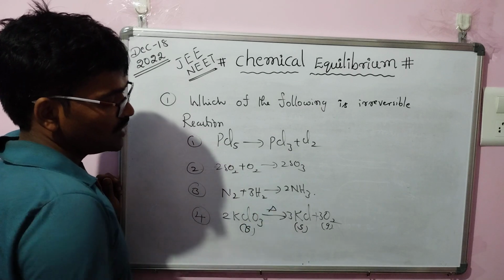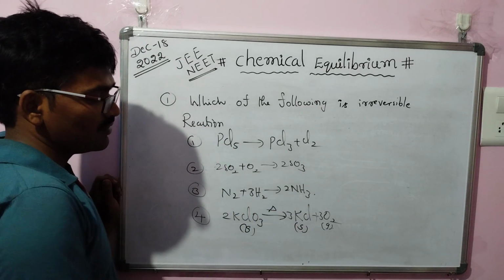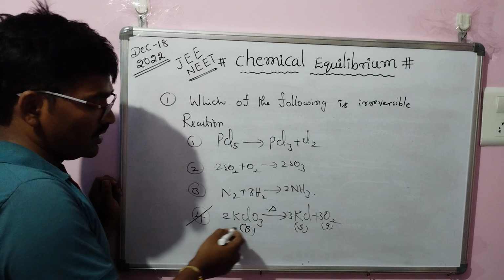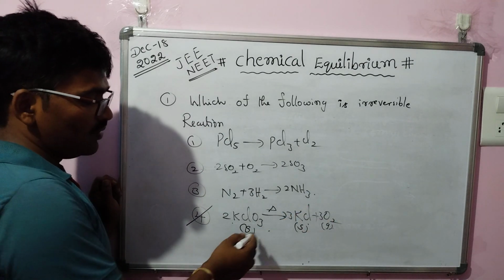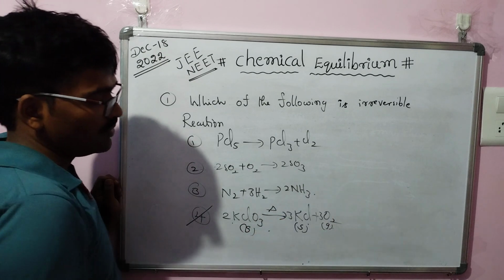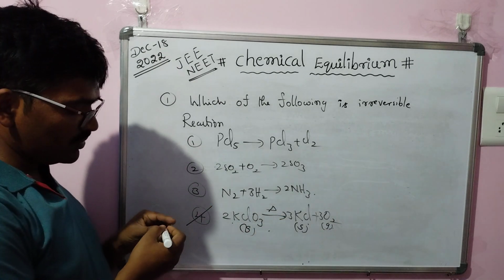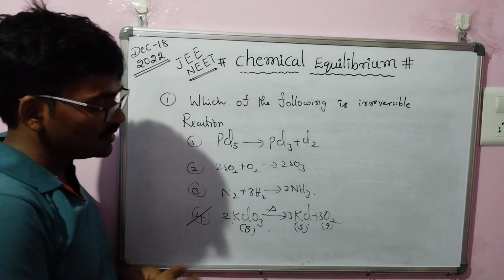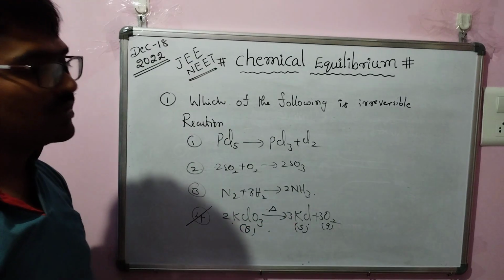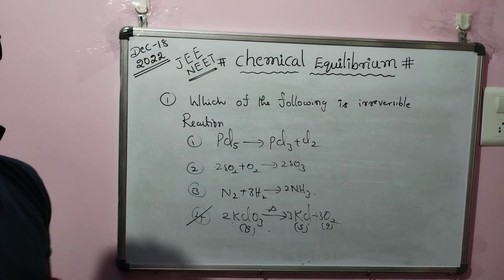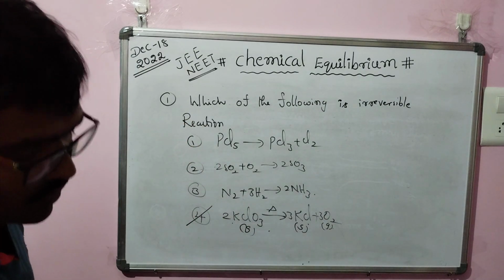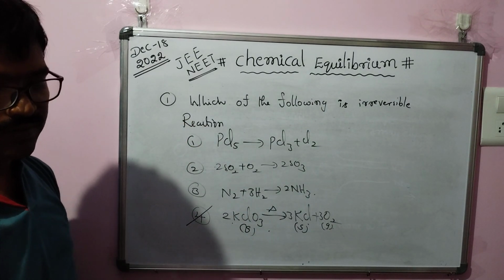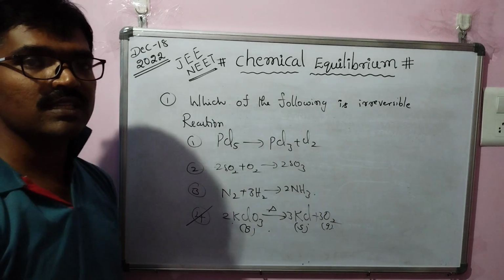It is a decomposition reaction, actually a thermal decomposition reaction. KClO3, one compound, can be converted into two different products. Such types of reactions are decomposition reactions, and decomposition reactions are irreversible reactions, I told you. Such types of questions they will ask. Thank you. We will discuss in the next chapter.